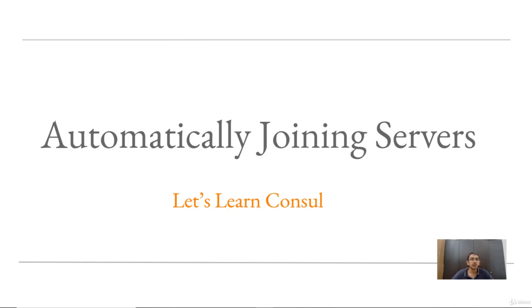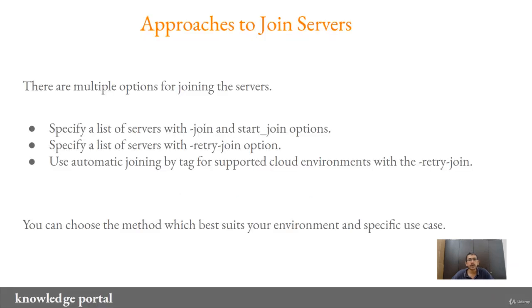Now in today's video we'll be discussing automatically joining the servers. When you want to join a server from server to server or from a client to server, there are multiple options for achieving that use case. First method is you specify a list of servers with -join, and you can also make use of a start_join within your configuration file. So this is something that we have been doing within our course.